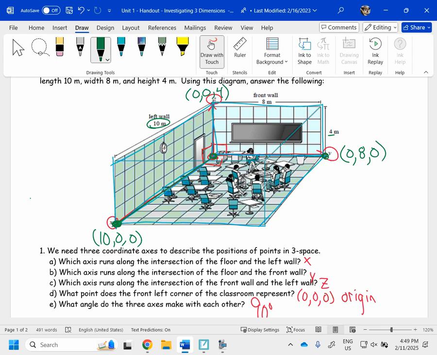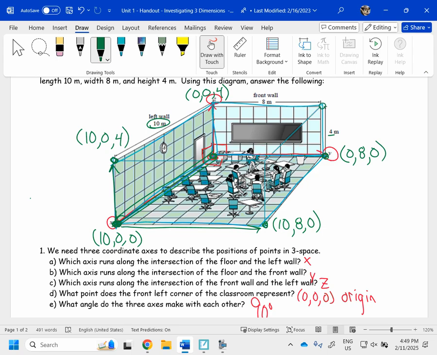Let's try ones that aren't quite as obvious. Let's do this guy. So that's out 10 on the x. I'm going to go this way. I'm going to go across on the y over here. So out 10 over 8. That makes this point 10, 8, and 0. If I think about, I got all the floor points, it looks like. How about this point up here? I have to come out the x, 10, then go up the z, 4. So 10, 0, 4.